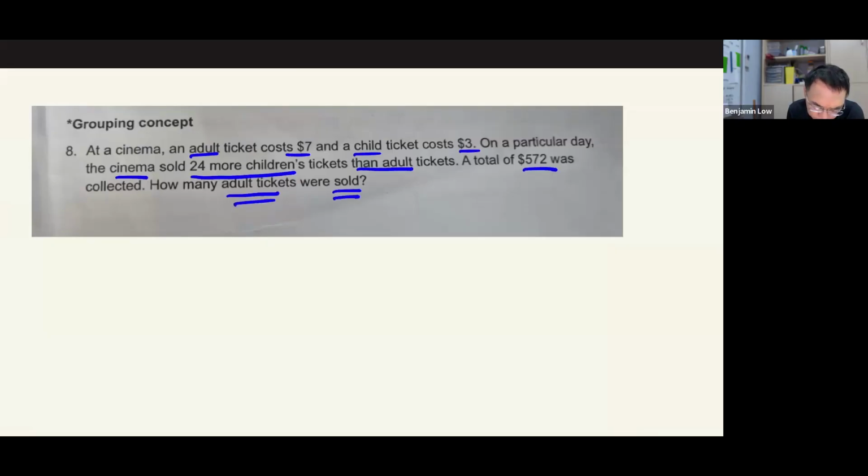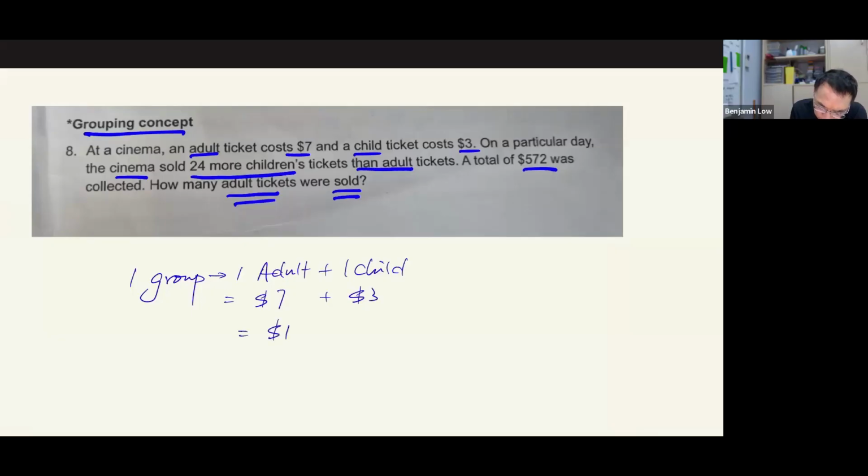Okay, why is this called the grouping method? It's called the grouping method because they're asking you to take the adult ticket and the child ticket, put them together, and form one group. So grouping method simply means you add to form one group. So one group will be one adult plus one child ticket. The adult ticket is $7, the child ticket is $3. So in total, that's $10. Okay, that's one group.